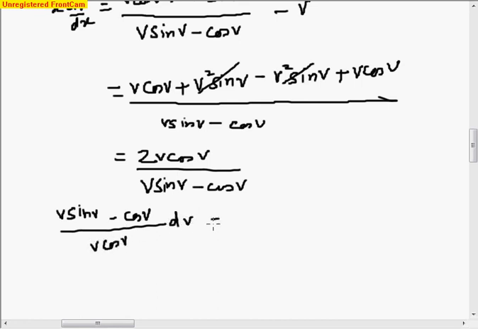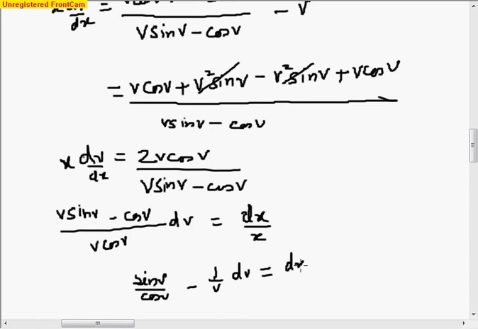This is a variable separable equation, and basically this is x dv by dx. This equation is variable separable and I am separating the variables. dx upon x. What is this? This is (sin v upon cos v) minus 1 by v dv is equal to dx upon x.